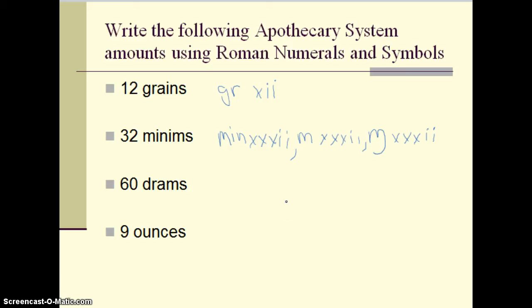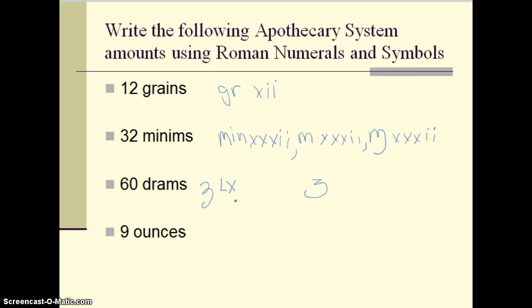Our next one is the dram, and because our directions up here tell us to use symbols, we're going to try the dram symbol. It's really like a cursive Z, so like that. In your notes it's typewritten, so it looks more like a weird 3. Then we need 60, so this is 50, which is L, plus 10.